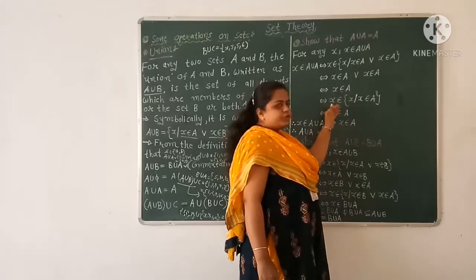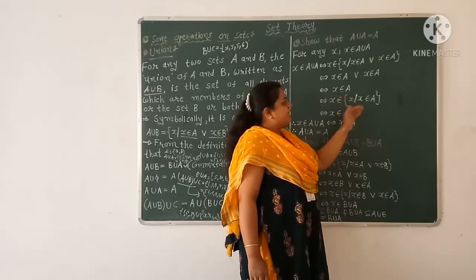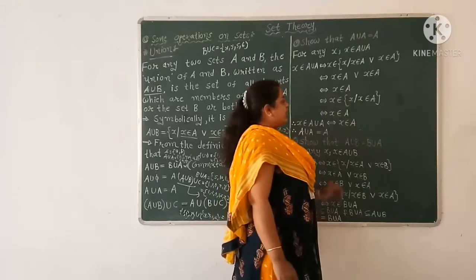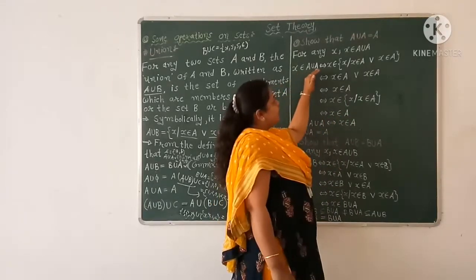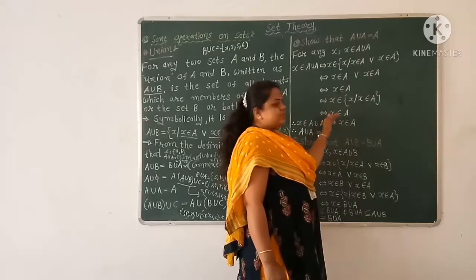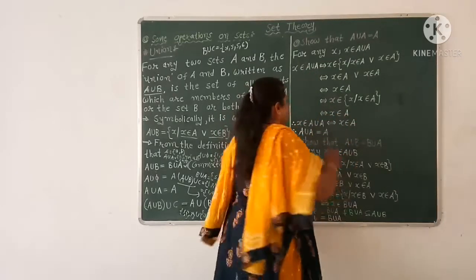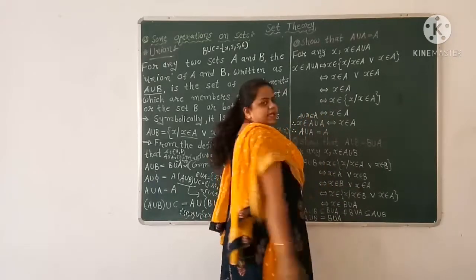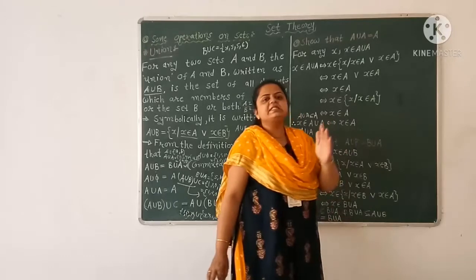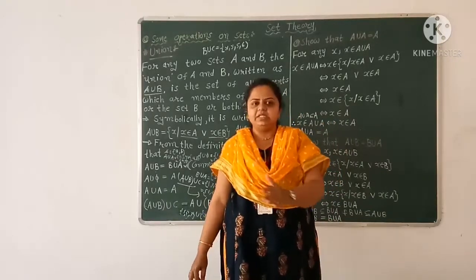So, x belongs to the set of x where x belongs to A. So, we can write x belongs to A. That means x belongs to A union A implies x belongs to A. That means A union A is a subset of A. Now we prove that A is a subset of A union A.